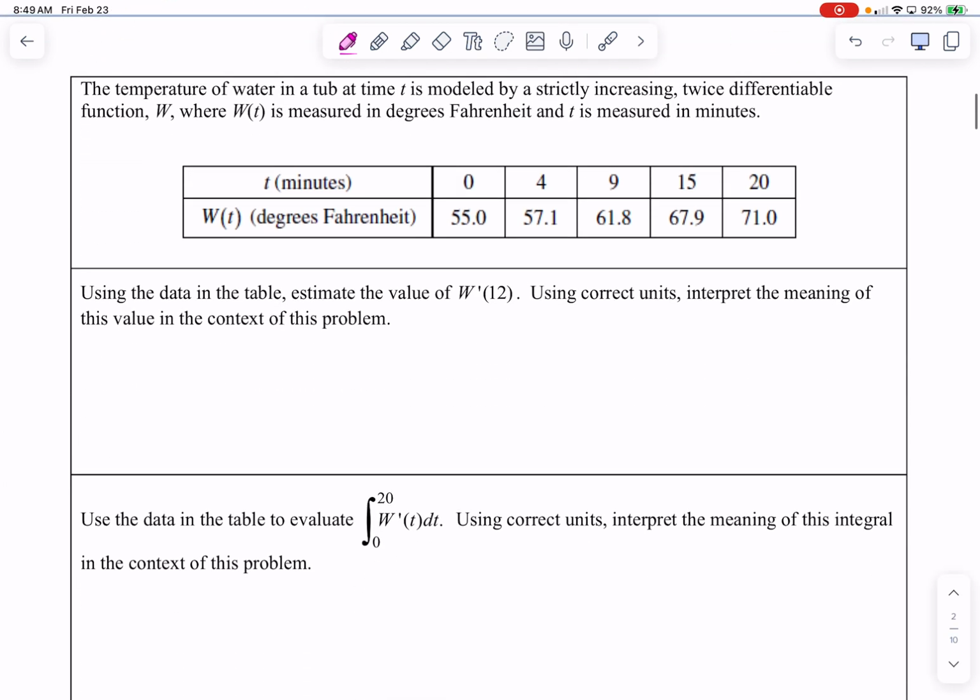Okay. Temperature of water in a tub at time t is modeled by a strictly increasing, twice differentiable function, W, where W of t is measured in degrees Fahrenheit and t is measured in minutes. Using the data in the table, estimate the value of W prime of 12. Using correct units, interpret the meaning of this value in the context of the problem.